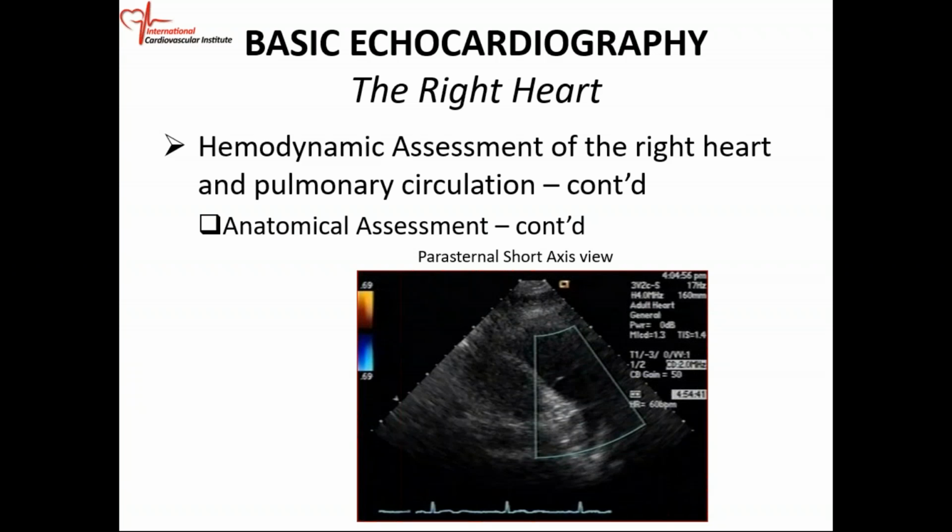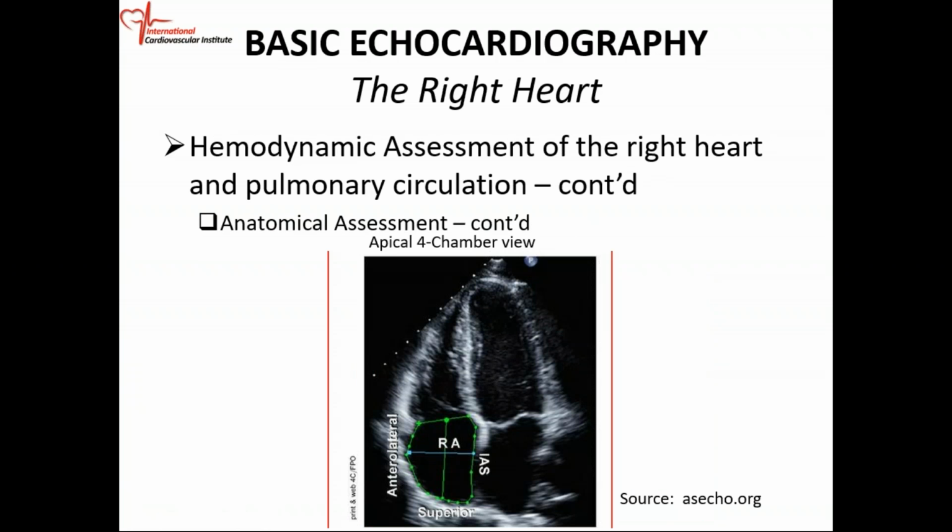All right, so this is a modified view, really, looking at the RV outflow tract and the pulmonary valve. You have to know how to get these modified views because sometimes it's necessary, especially if you want to look at the distal right ventricular outflow tract. You want to look at the pulmonary trunk and the bifurcation. Okay, you might want to.